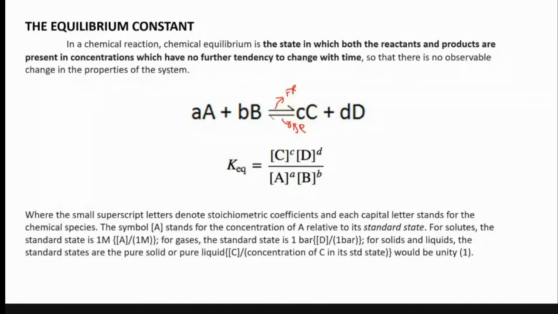Okay. So in a chemical reaction, equilibrium is the state in which both the reactants and the products are present in concentrations which have no further tendency to change with time. So there is no observable change in the properties of a system. Kumbaga balance na wala nang reaction converting A, B to C and D, or C and D to A and B. So pag naano na yun, that state is now in equilibrium.